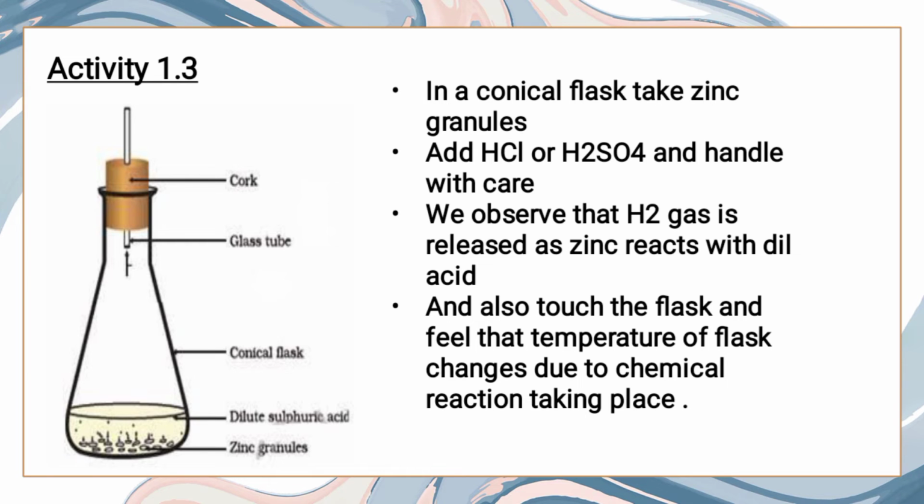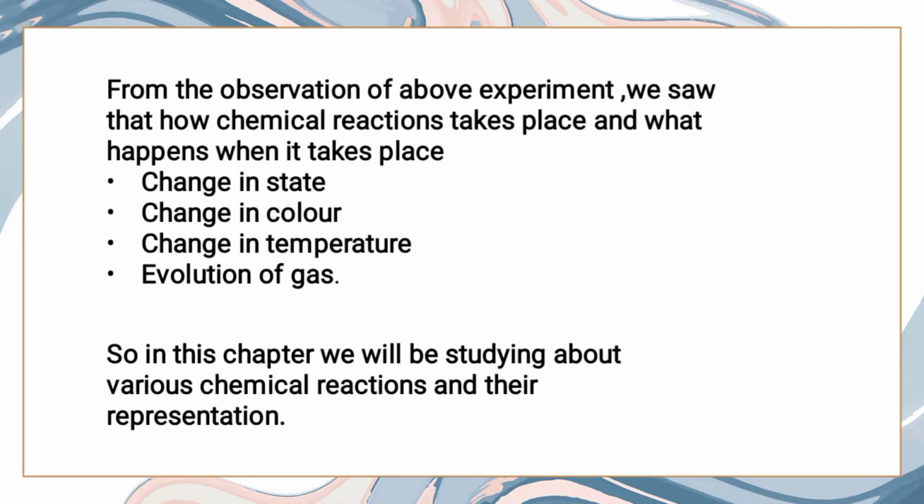From all these activities, we can come to a conclusion. From the observation of the above experiments, we saw how a chemical reaction takes place and what happens when it takes place. So what happens when these chemical reactions take place? Either there is a change in state, or a change in color, a change in temperature, or evolution of gas. All these things are possible.